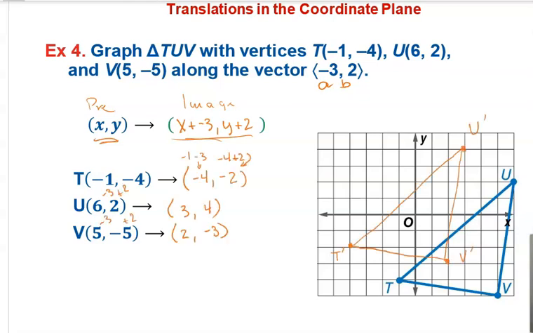All right, how'd you do? So you should be at 3, 4, and you can also do this on a graph. It's real easy. 1, 2, 3 in the negative x direction, and then 2 up. So you should be able to see that same pattern on every single point on here.